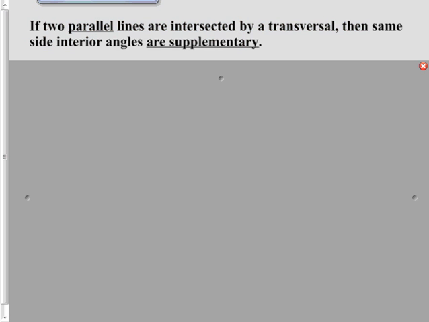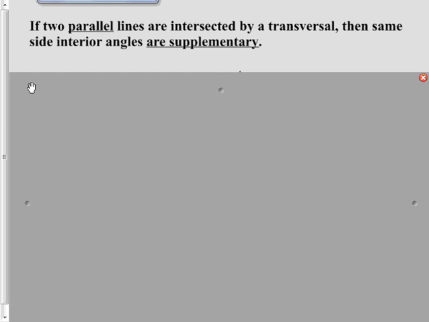The next rule we talked about was for same side interior, or remember they're sometimes called consecutive interior angles. Our rule starts off the same way once more. If two parallel lines are intersected by a transversal, then your same side interior angles are going to be supplementary. Remember that supplementary means they will sum to 180 degrees.